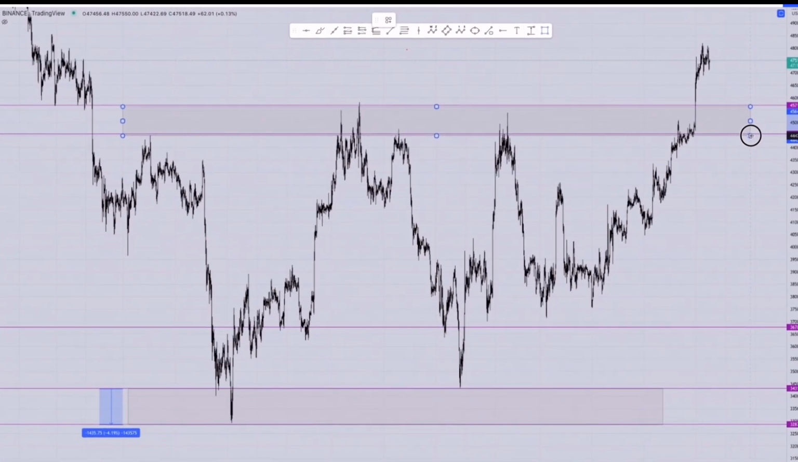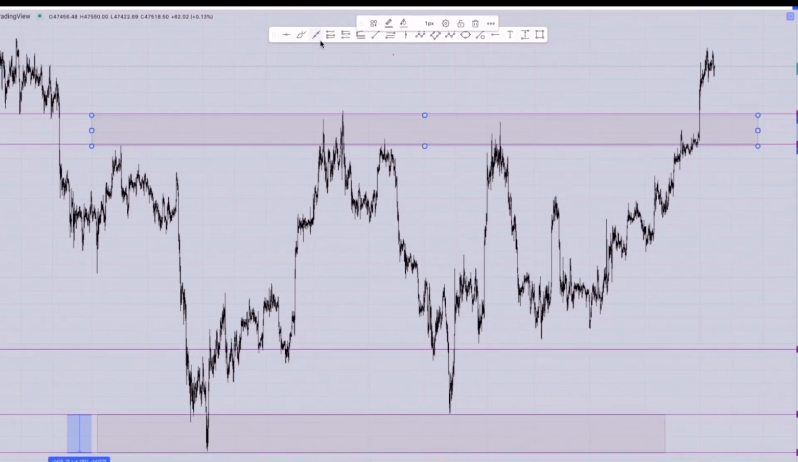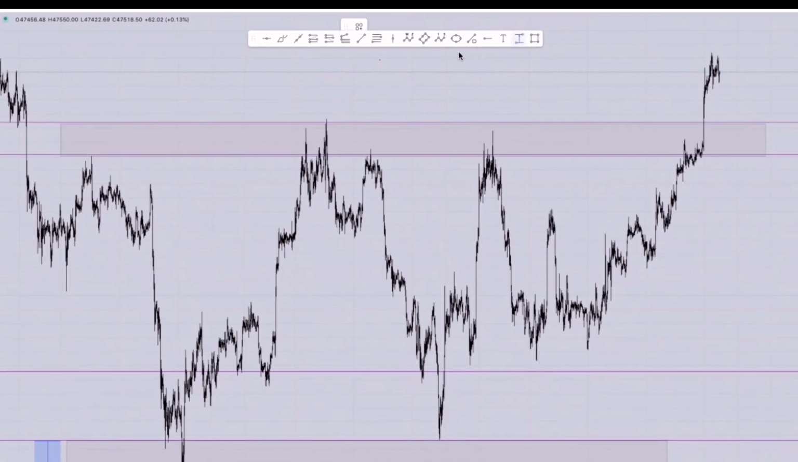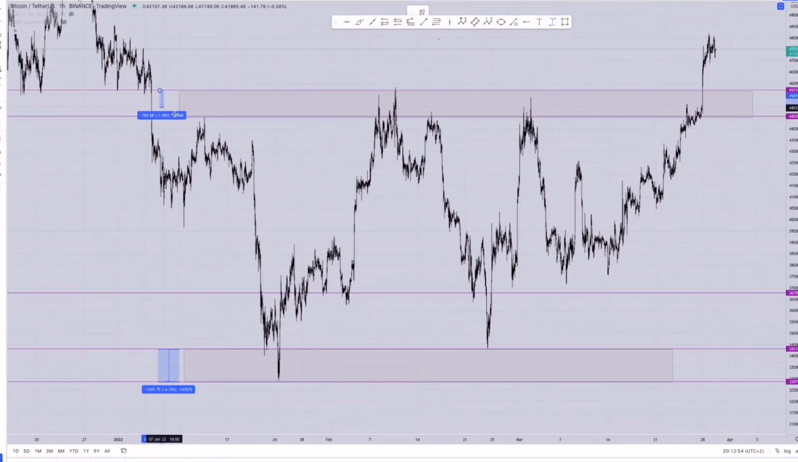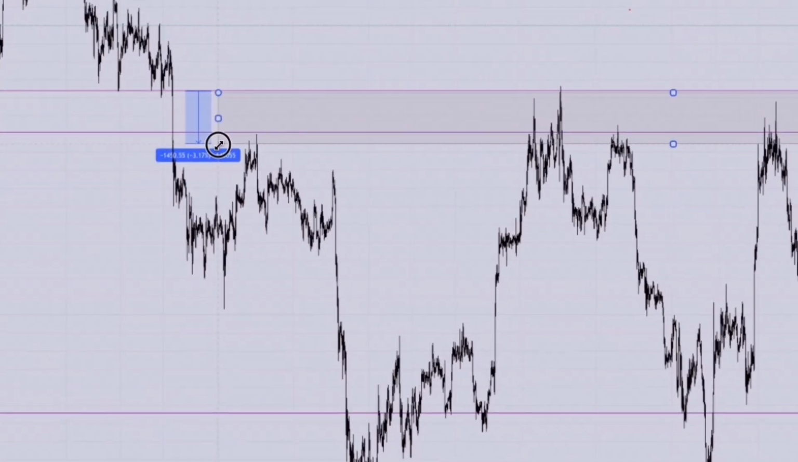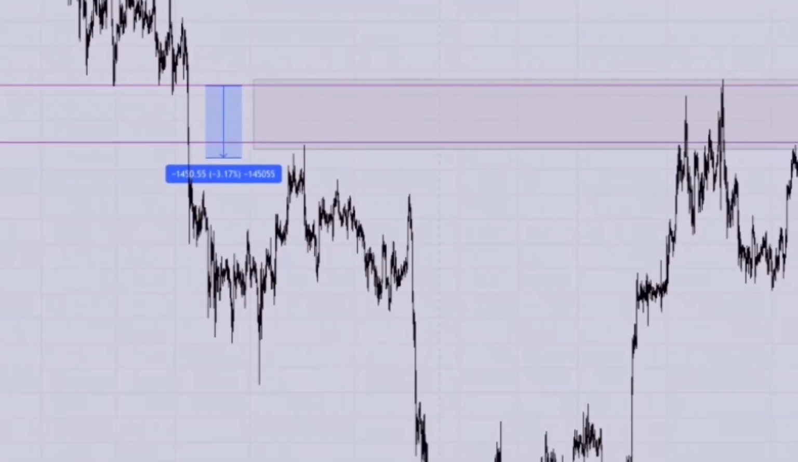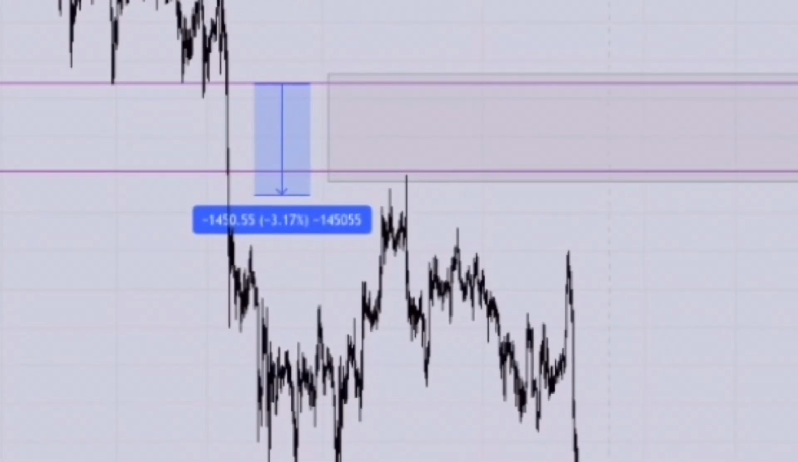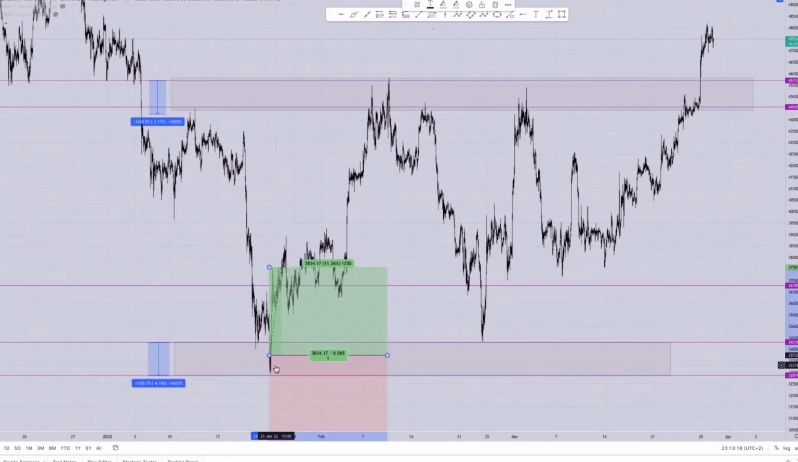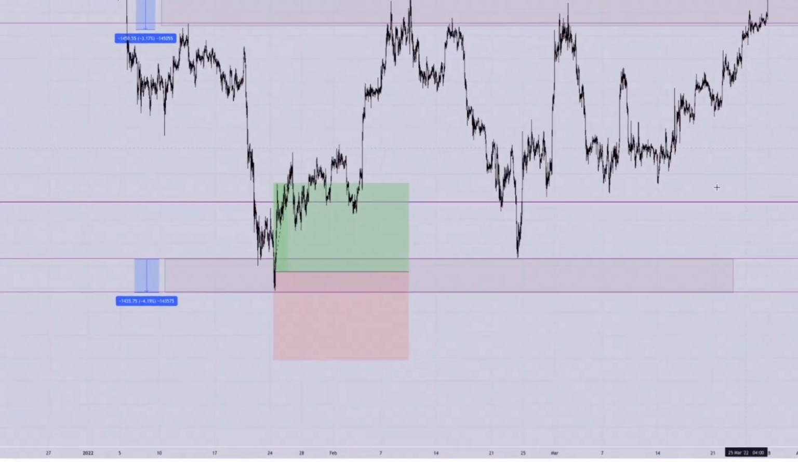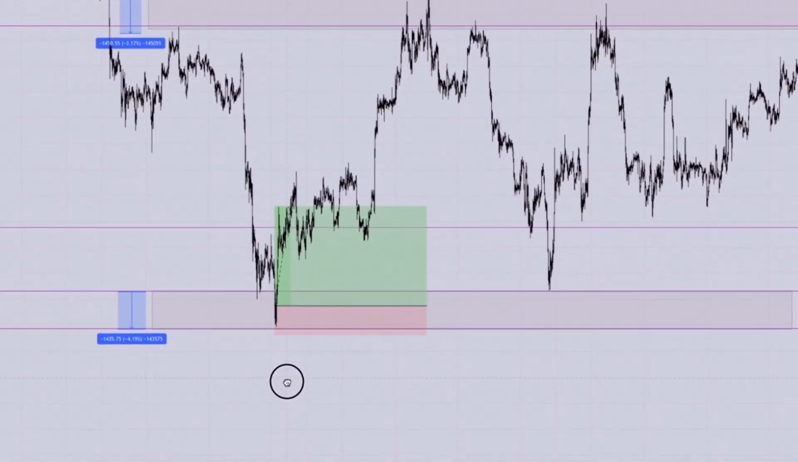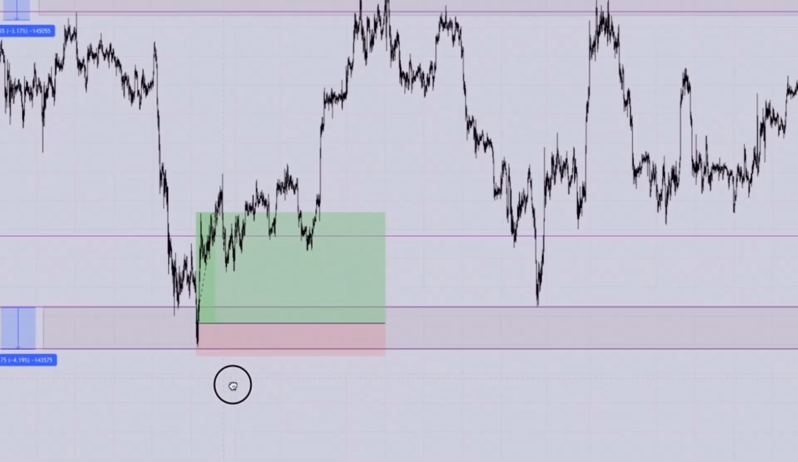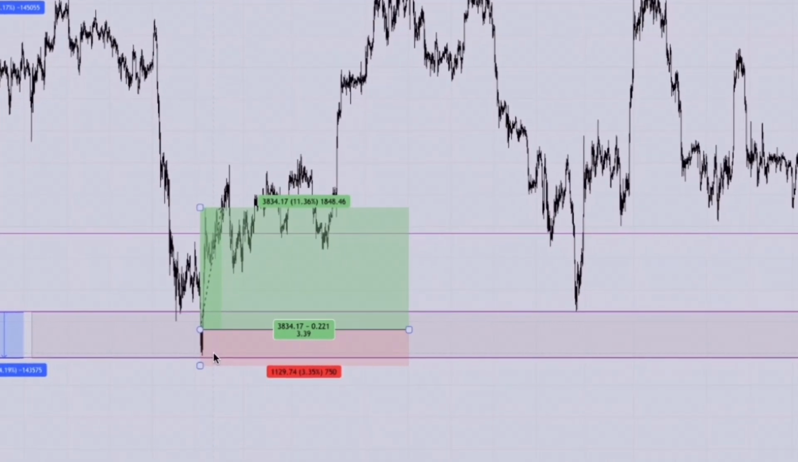So this is our support range, and we do the same also with the resistance range. Here we have our resistance range, and we measure it, and here we also have between 3 and 5%. So if you want to trade or to go long, let's say here we enter the market. So we give a little bit of room to our price, to our support range.